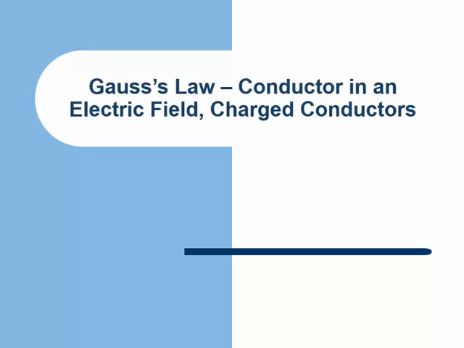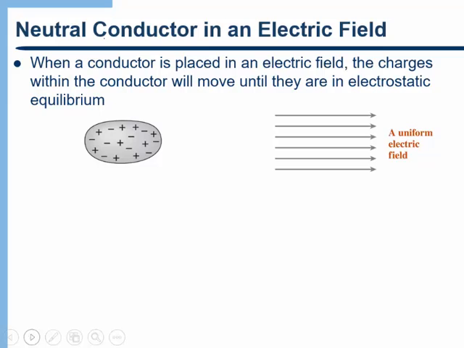In this video, we're going to conclude our study of Gauss's law. We'll look at what happens when you put a conductor in an electric field, and also we'll look at charged conductors. In addition, we'll look at some further problems using Gauss's law. So let's look at what happens when you put a neutral conductor in an electric field.